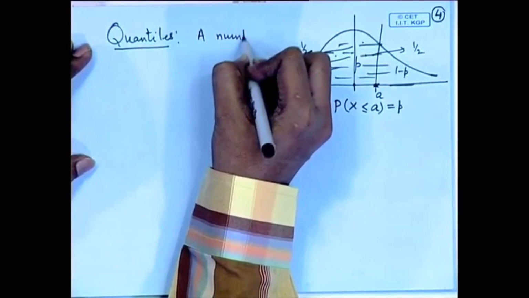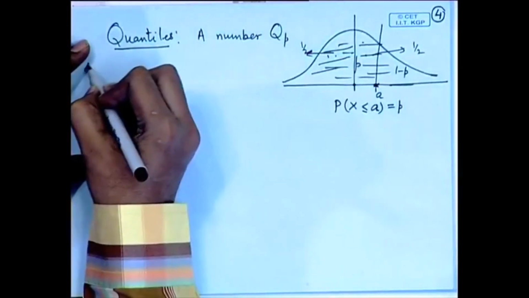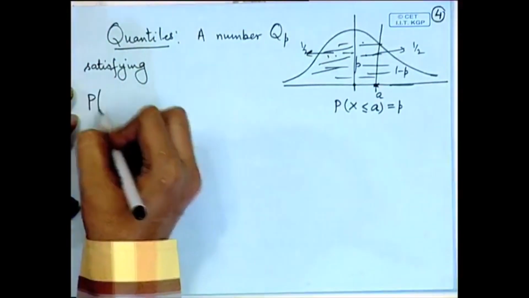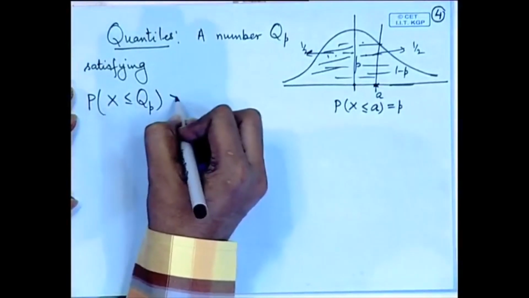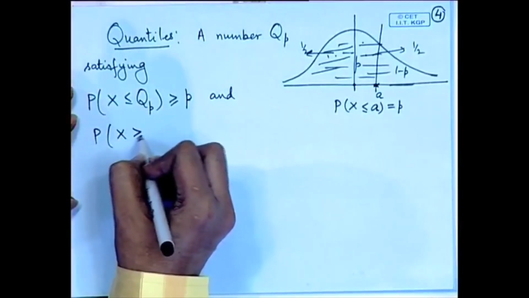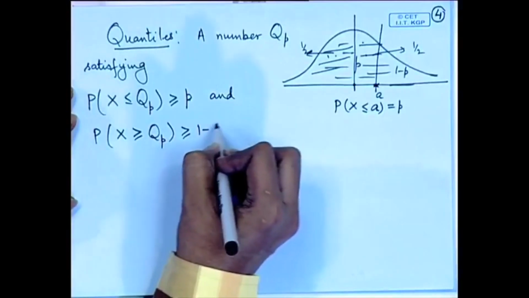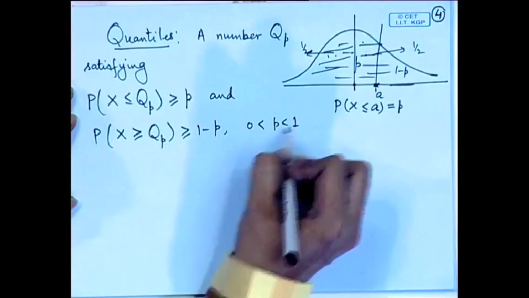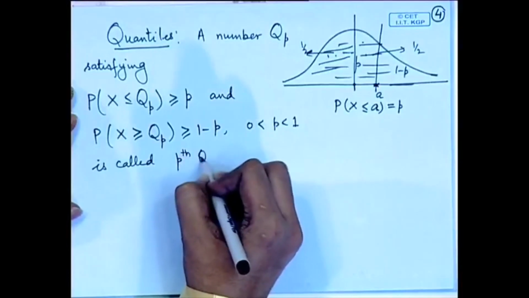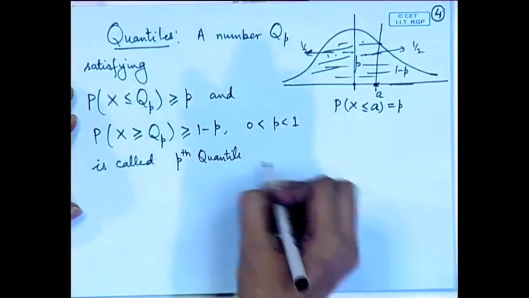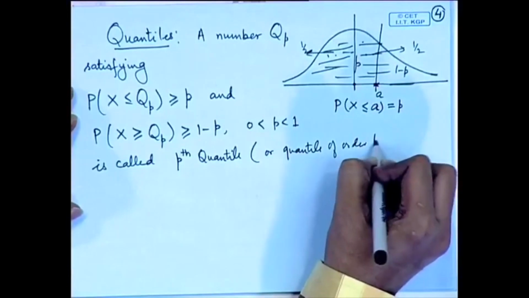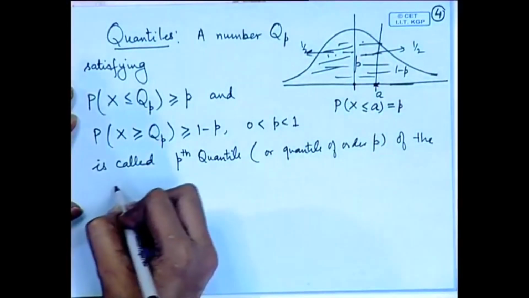A number, let me call it q p, satisfying probability x less than or equal to q p greater than or equal to p and probability x greater than or equal to q p greater than or equal to 1 minus p, for 0 less than p less than 1, is called the pth quantile or quantile of order p of the distribution of x.